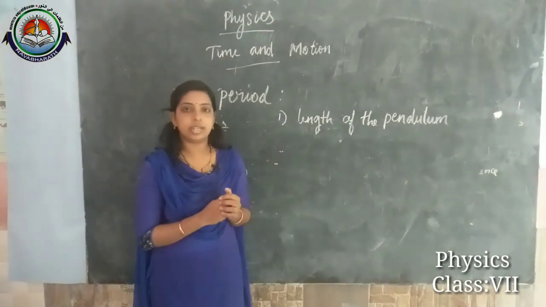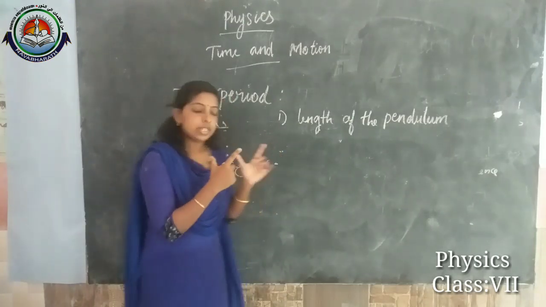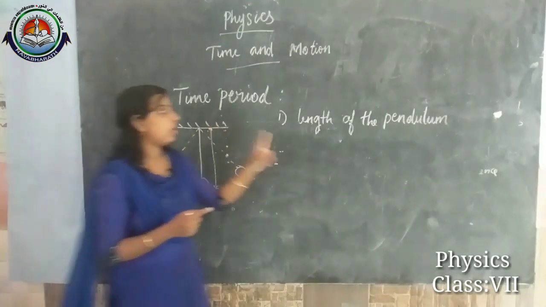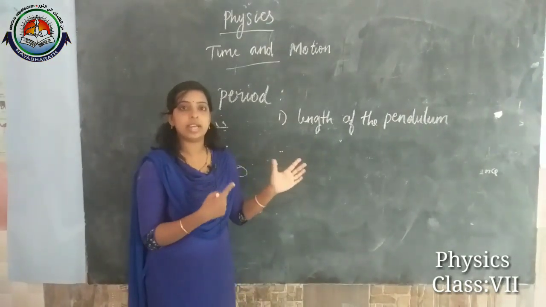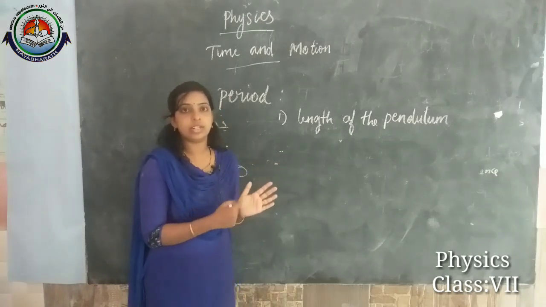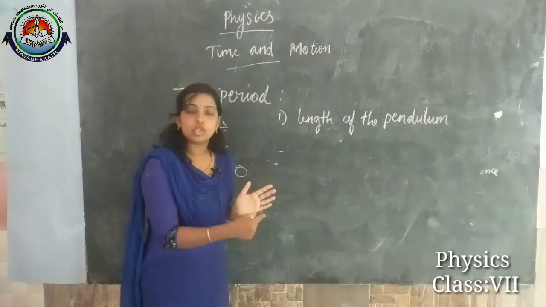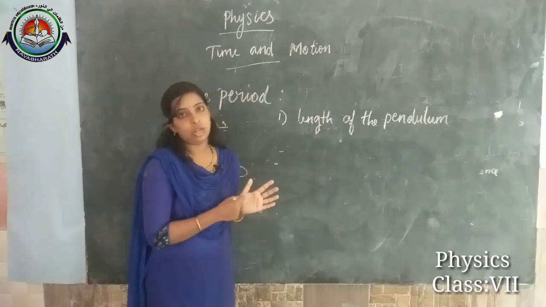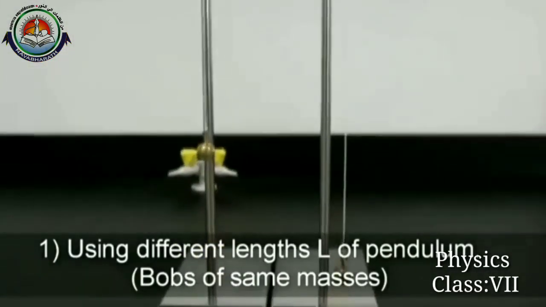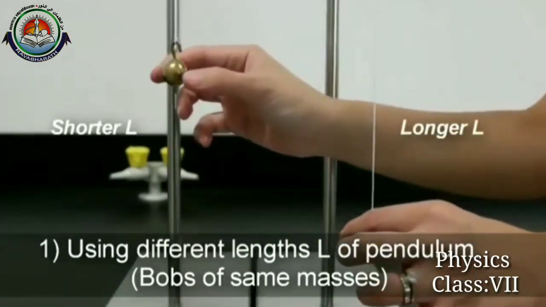Here you can see we are taking two pendulums with the same bob and everything the same, but with one difference. What is that? They have different lengths. One is shorter and the other one is longer. Then we release both pendulums together from an extreme position, and they start to oscillate.